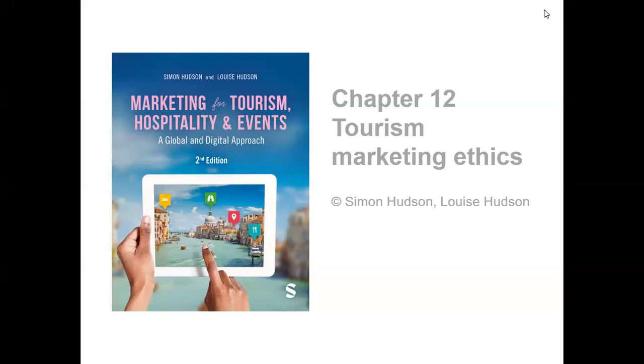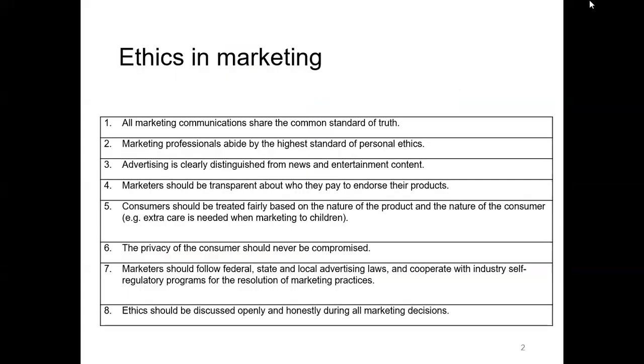Hello again to everyone. In this last chapter of the textbook, we will cover the topic of marketing ethics as applicable to travel and tourism, hospitality, and events. And this chapter starts with a general orientation on what are those best practices that are recommended for conducting ethical marketing. Let's put it that way.